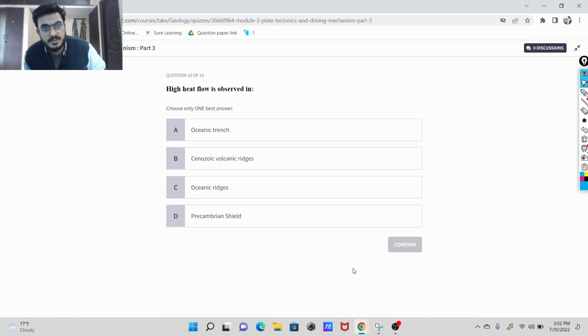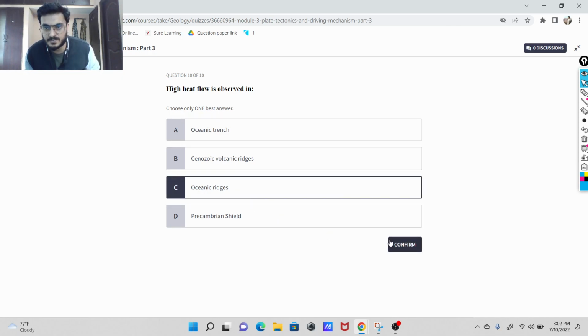So heat flow is observed. Oh, I will correct it. Maximum heat flow will be observed near the oceanic ridges.